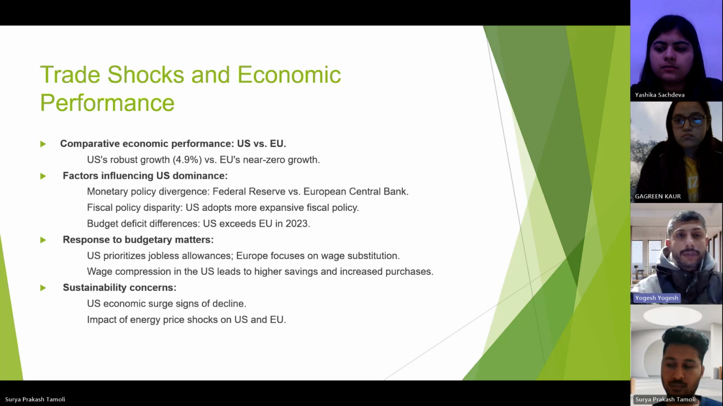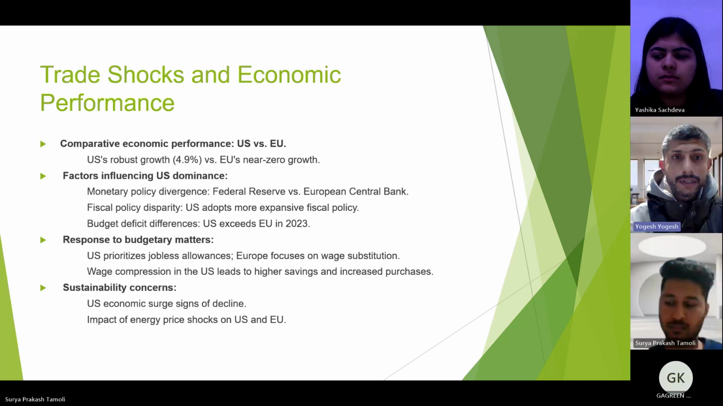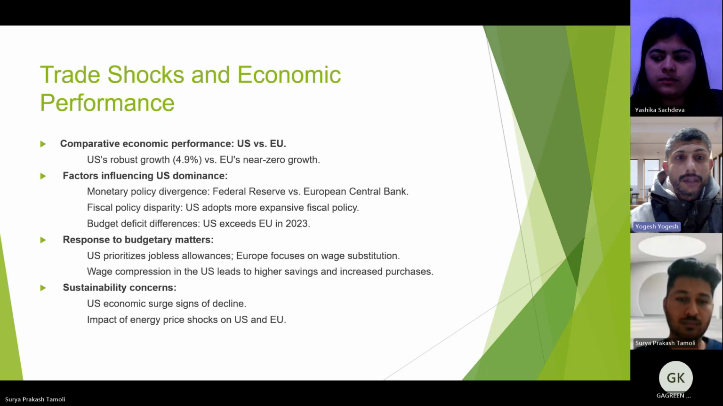The article that we took into consideration for this study is about understanding the factors behind the superior performance of the United States in comparison to the European Union, despite both adhering to the capitalist economic model. Notably, the US exhibited a robust annual growth of about 4.9 percent, while the EU faced near zero growth. Although long-term GDP per capita comparisons show similar results for both regions, the recent growth disparity highlights the specific drivers of the US economic upswing.